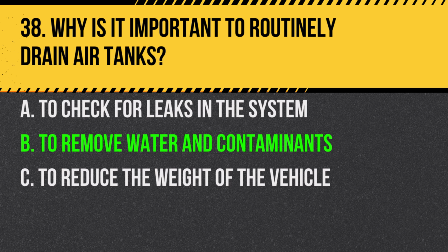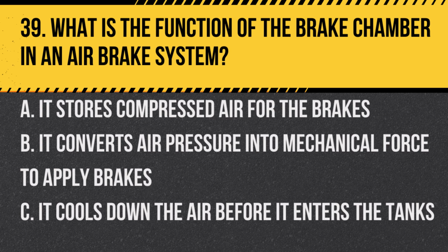Answer: B. To remove water and contaminants. Regularly draining the tanks ensures the longevity and efficiency of the air brake system. Question 39. What is the function of the brake chamber in an air brake system? A. It stores compressed air for the brakes. B. It converts air pressure into mechanical force to apply brakes. C. It cools down the air before it enters the tanks.